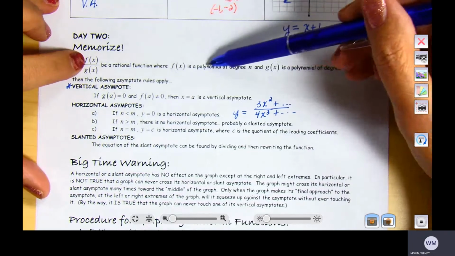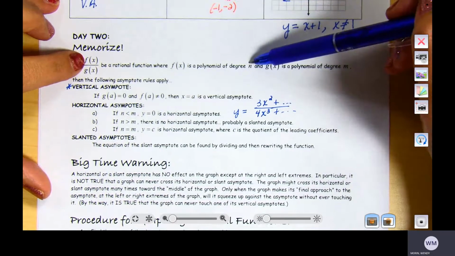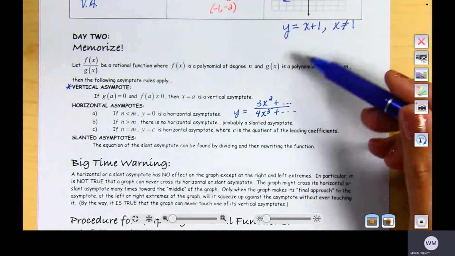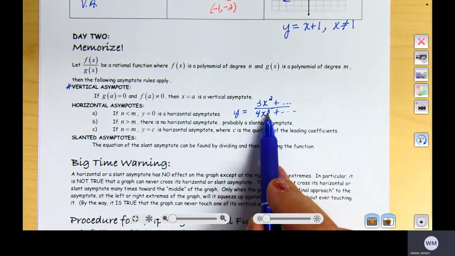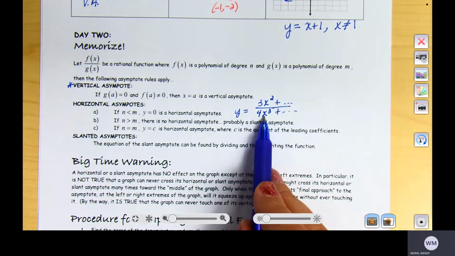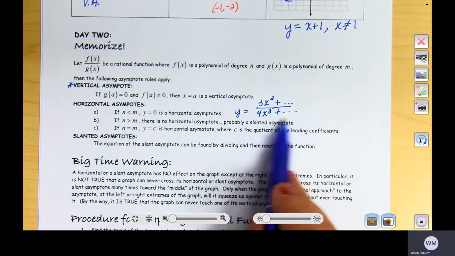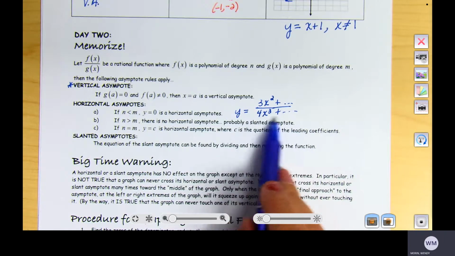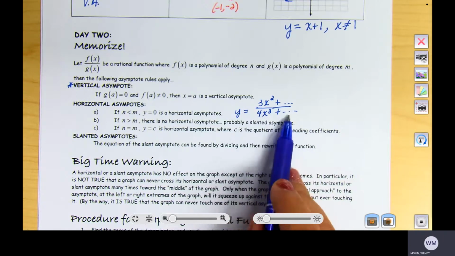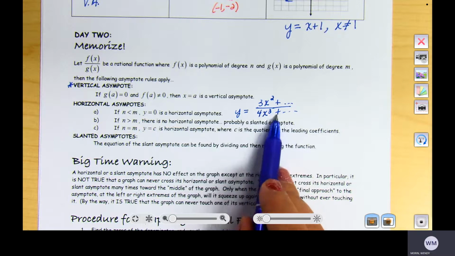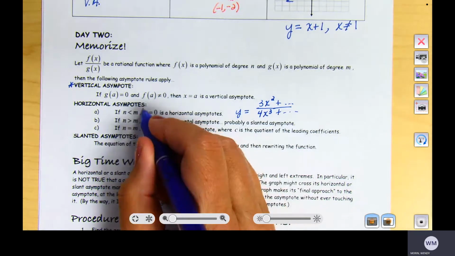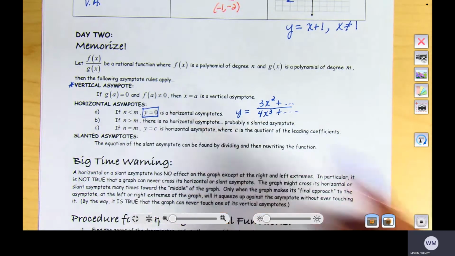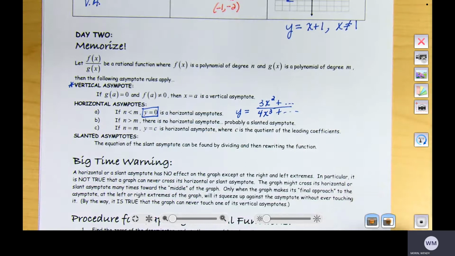F of x is a degree of n. Yeah, that's right. Anytime this is larger, think about it. If you're going to infinity, if I'm plugging in large numbers, the denominator is going to get larger faster. So if you divide by a really large number, anything divided by an extremely large number is going to approach 0. So you have a horizontal asymptote at y equals 0.